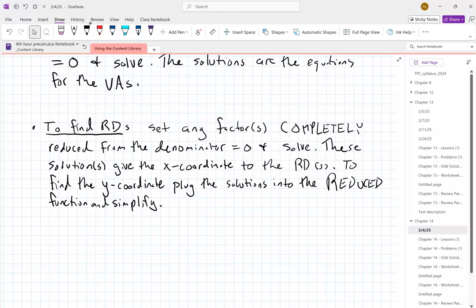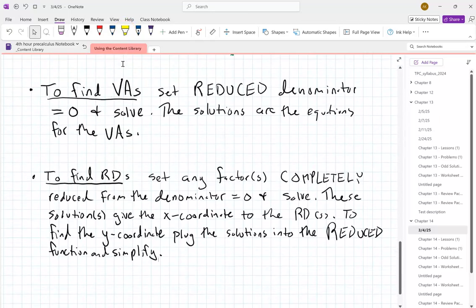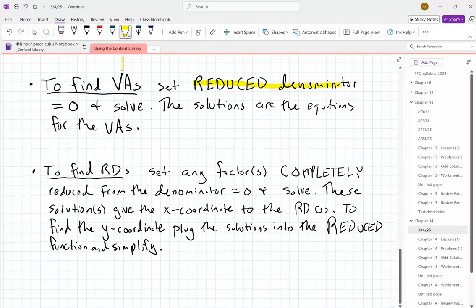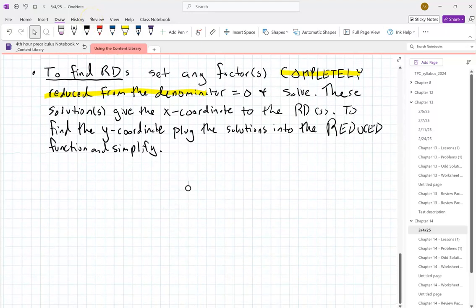So remember, the hole is a point. It's an xy. It's the location that's missing, the point that's missing from our graph. So it's going to be an x and a y. So notice that in both of these, we're worried about the reduced denominator, right? So let's talk about what that means, and we'll do a bunch of examples here while we're doing that.